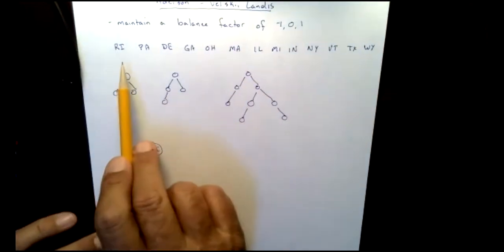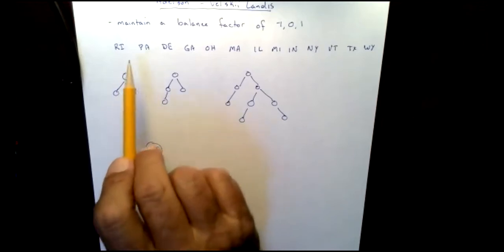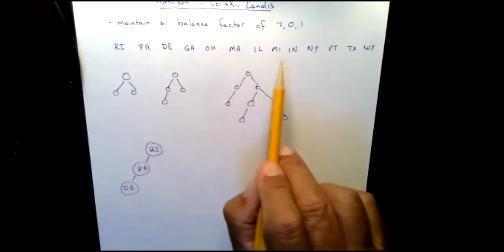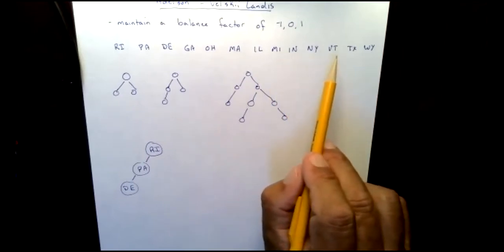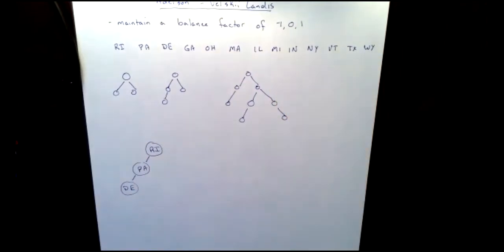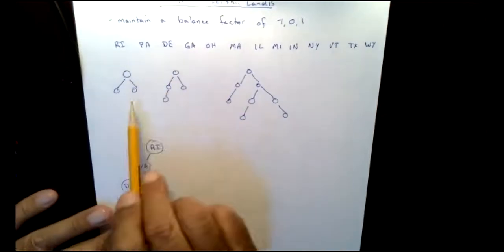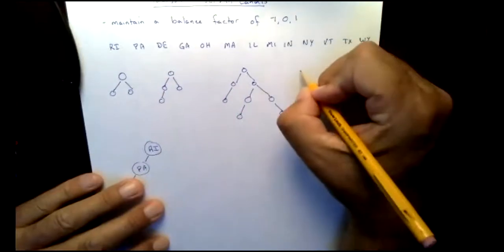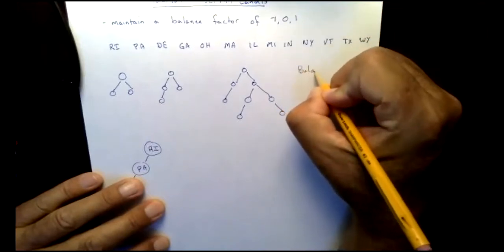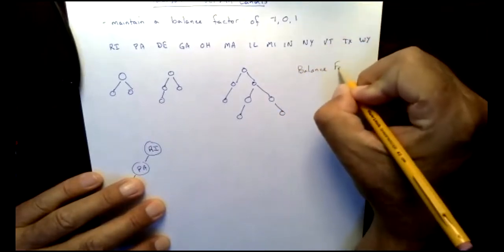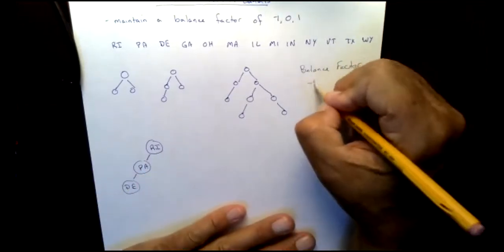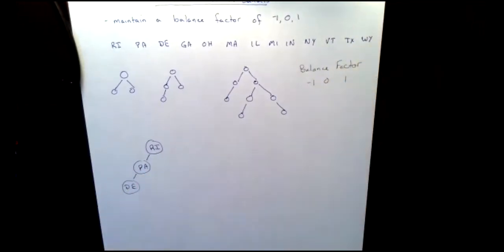All right, so we have all of these letters. And they're abbreviations for states: Rhode Island, Pennsylvania, Delaware, Georgia, Ohio, Massachusetts, Illinois, Minnesota, Indiana, New York, Vermont, Texas, and Wyoming. Okay. And again, I'm looking at some of these examples and what are the balance factors here. If you don't understand the idea of the balance factors, then we can't go much farther. Negative one, zero, and one.